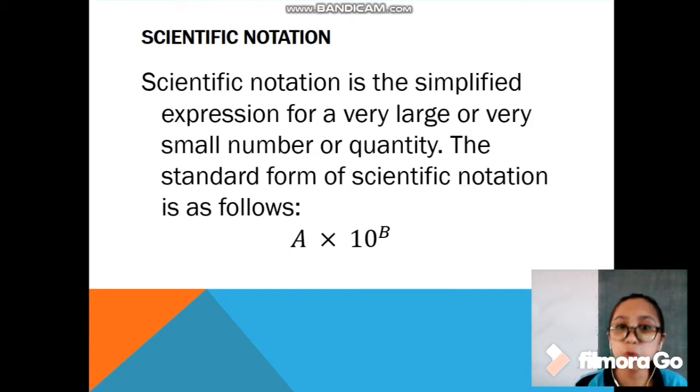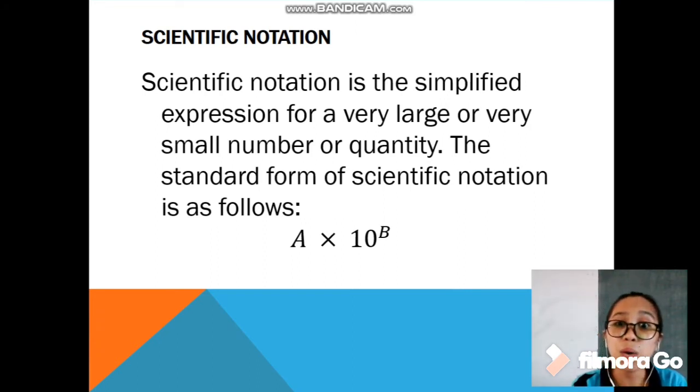So in the standard form, we have A. It is a number from 1 to 9 only, less than 10. In scientific notation, the whole number should be 9 point something only. If it reaches 10, it already has two digits. It should be 1 digit. The first digit should be less than 10. Of course, right? First digit. Times 10 as the base, and the B here is the exponent or the power.